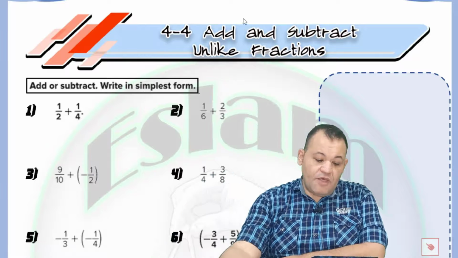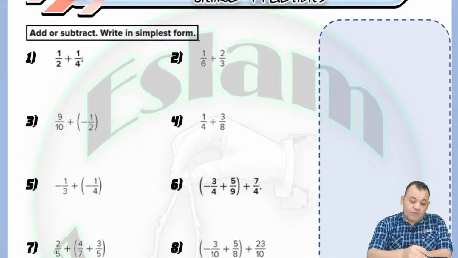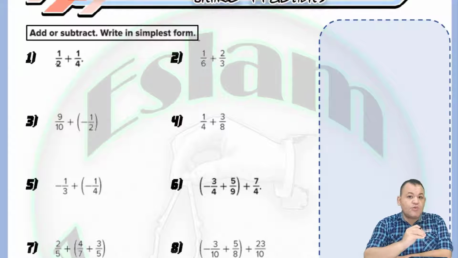What if we have 1 over 2 and we need to add it to 1 over 4? If you look at the denominators, you will find that we have different denominators. So the idea is that we need to make a common denominator. We can make a common denominator by using the LCM. So how can we find it?